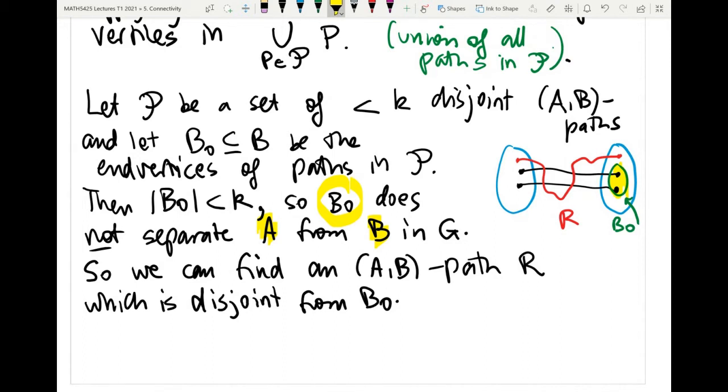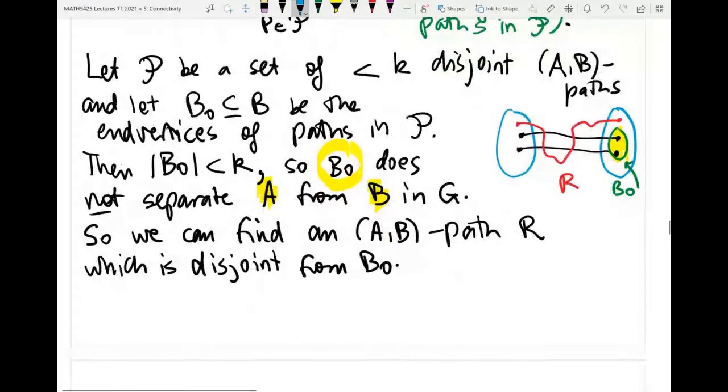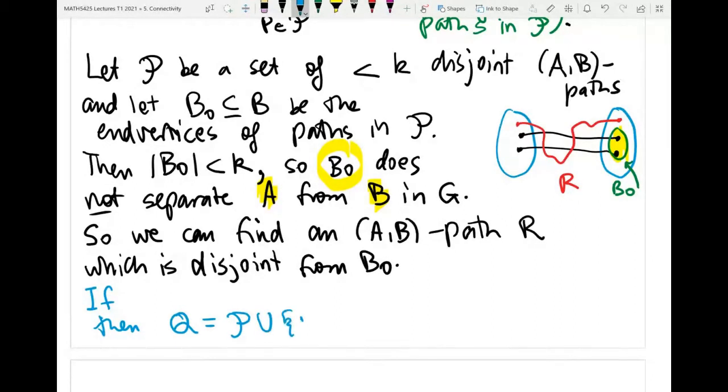What we now want to do, using our set curly P and this new path, is cook up a set curly Q that exceeds P. And there's an easy case that we can write down straight away. If the nice condition holds, then we can just take Q to be curly P union this new path R, and it's a set of paths that exceeds curly P, and then we're done. What would that easy case be?